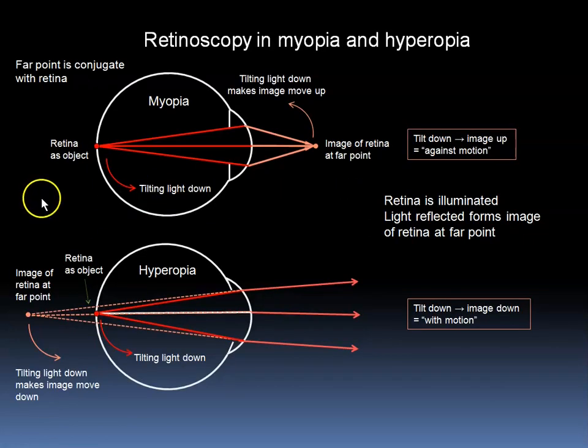Here we see what happens in retinoscopy of a myopic or a hyperopic patient. In the myopic patient, the far point of the retina is conjugate with an image at some finite distance in front of the eye. In other words, light reflecting off the retina in the myopic eye creates a real image in front of the eye at the far point. It is a faint image, but a real image.